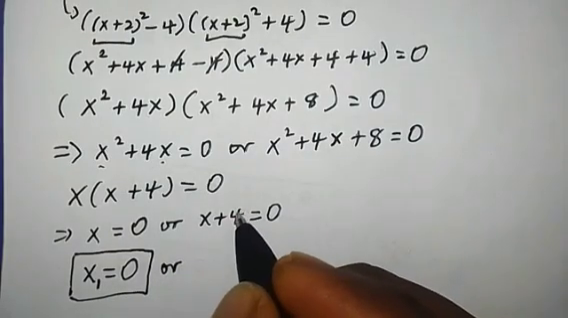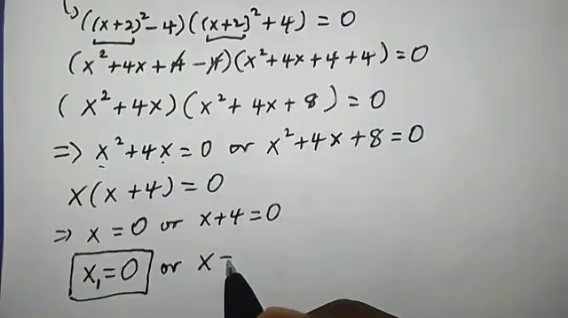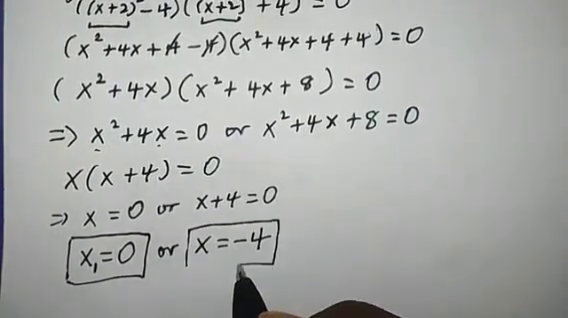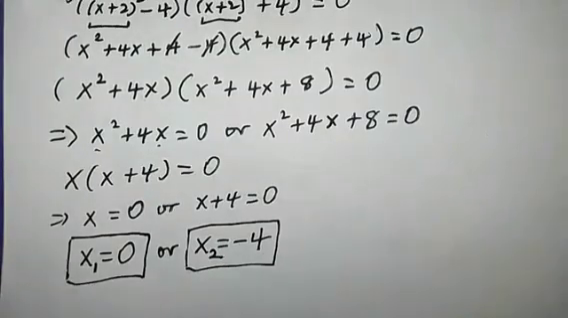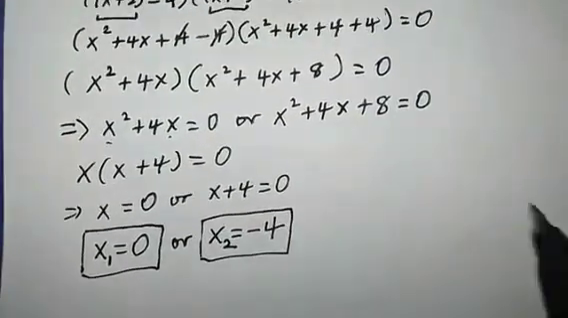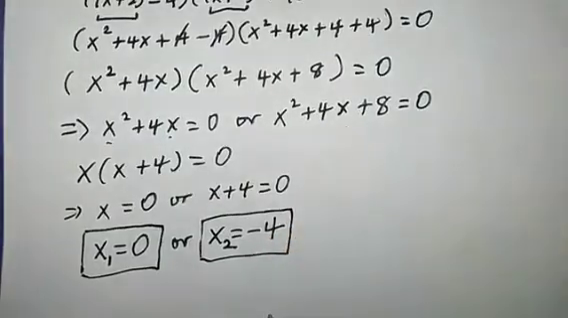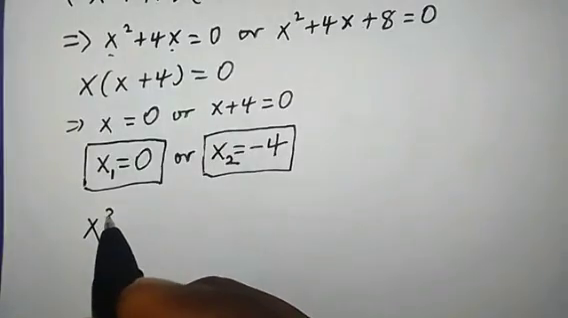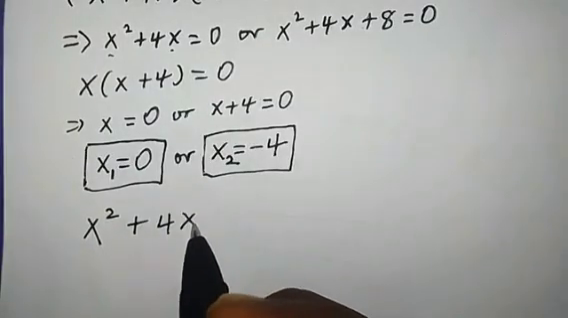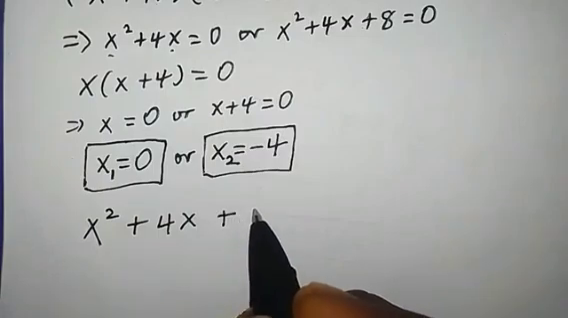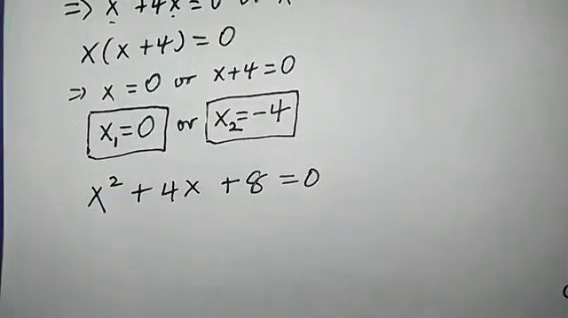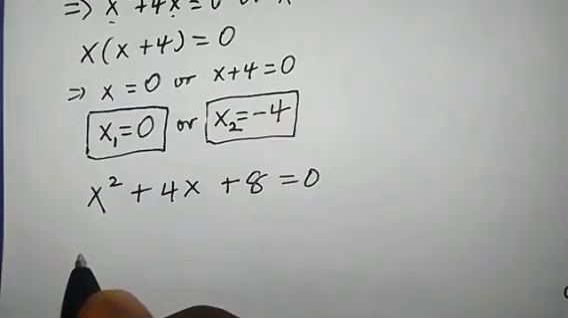Or if we move 4 to the right hand side, x is equal to minus 4. This is the second solution. Let's call it x2. Now, let us solve this other quadratic equation. Let's manage this side. x squared plus 4x plus 8 is equal to 0. We can solve this using the quadratic formula. So let us quickly solve it using the quadratic formula.